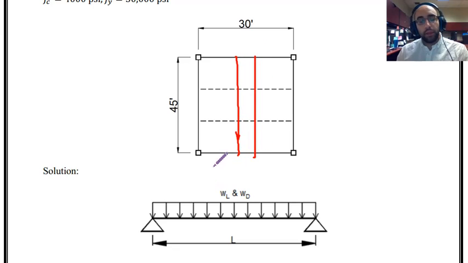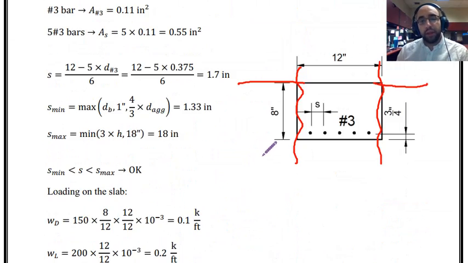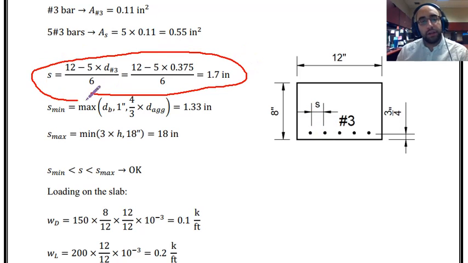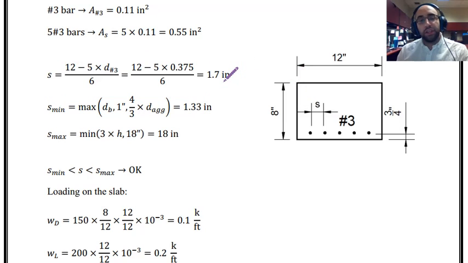So the spacing that we have in the section is over here. It is shown from the face of one bar to the face of the other bar, and it is calculated over here. As you can see, this spacing is equal to 1.7 inches.